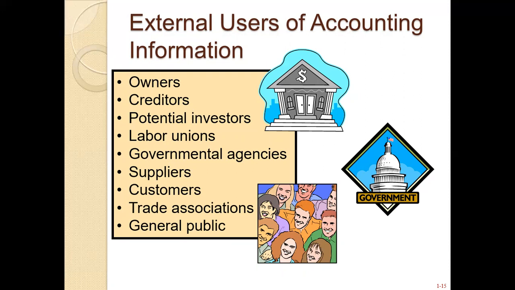Government agencies, again, we are discussing institutions like the IRS, as in previous slides, FBR, the Federal Board of Revenue. Fine. Those are the government agencies that want to see the accounting information. Similarly, suppliers, creditors, customers, trade associations, and the general public. These are the external users. They are easily found and they are interested in seeing the financial reports.